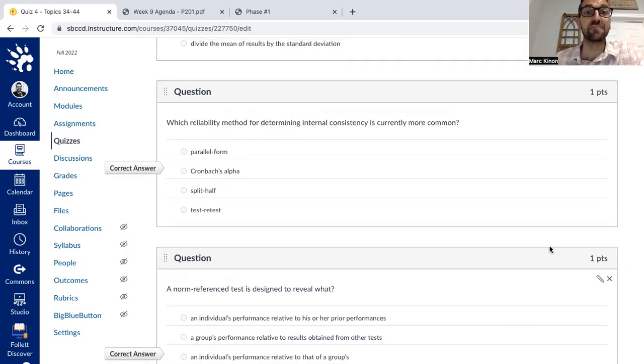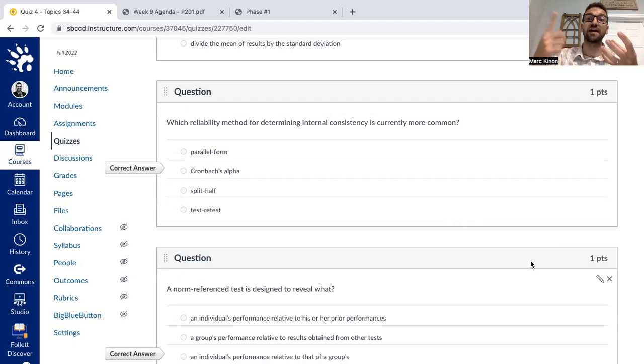Which reliability method for determining internal consistency is currently more common? Cronbach's alpha. This is something we won't actually do for a research paper, but traditionally, if you're working with validated measures like the Rosenberg self-esteem scale, it's the best example here. You would calculate a Cronbach's alpha, and it tells you how well the items are hanging together, if you will, to measure the concept of self-esteem.